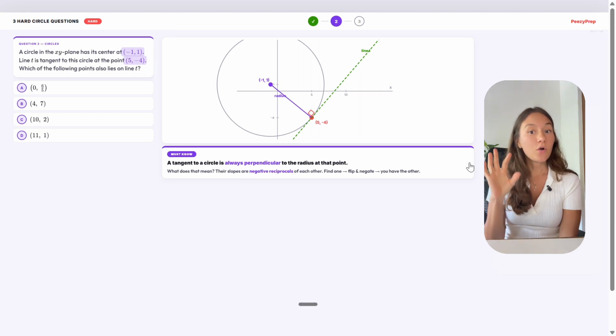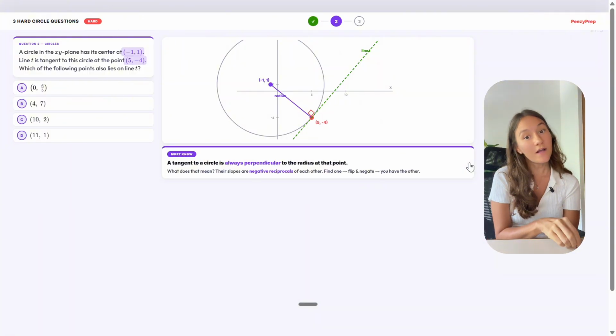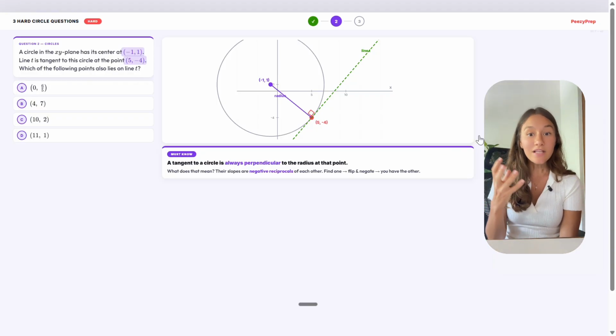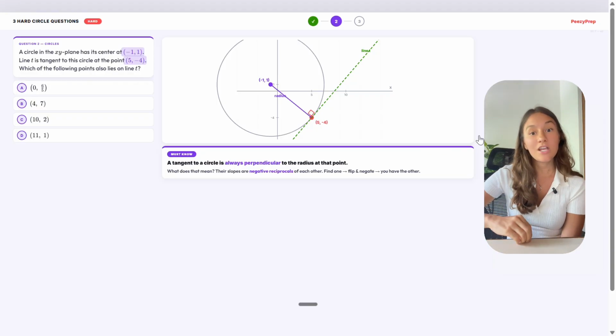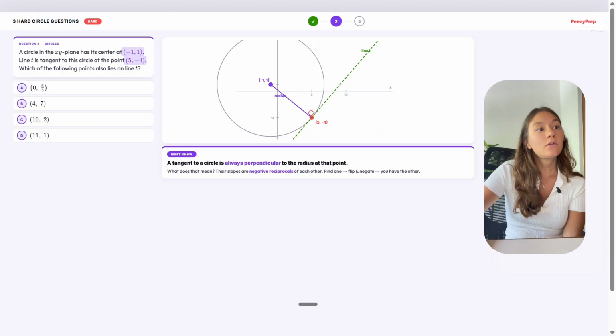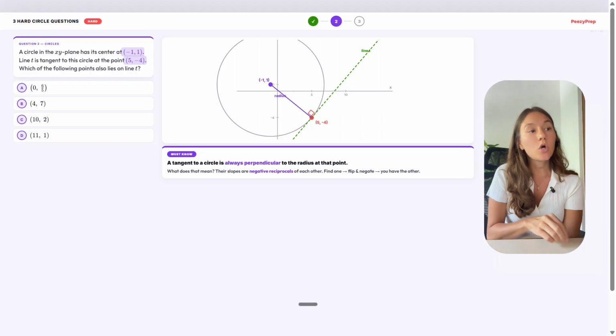Now, if you know coordinate geometry, you know that 2 lines are perpendicular if they have a negative reciprocal slope. So if I find the slope of the radius, I could easily find the slope of my line. And that's my goal because I'm trying to get the equation of this green line in order to see if any of those points are actually on that line, right? So let's find the slope of the radius, right?